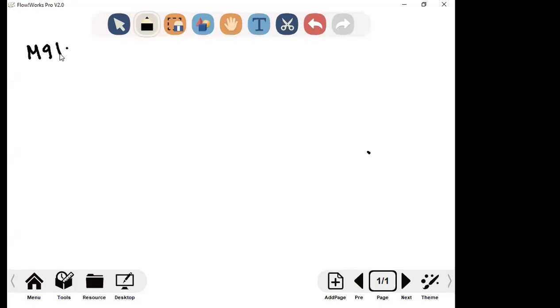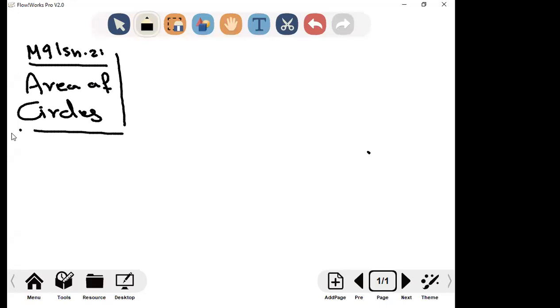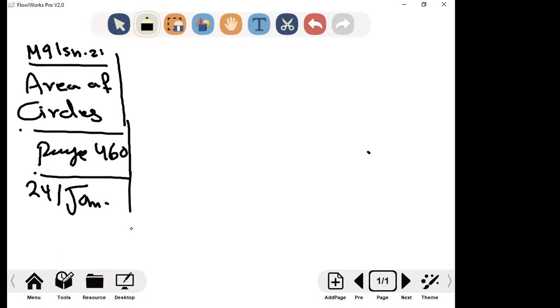Module 9, lesson 2, area of circles. Now let's remember we are on page 460. And today is 24 January.